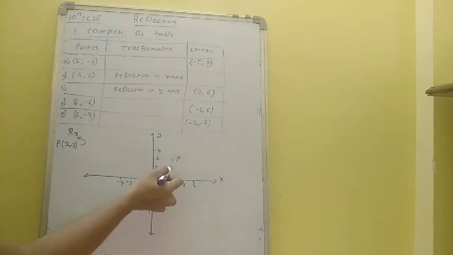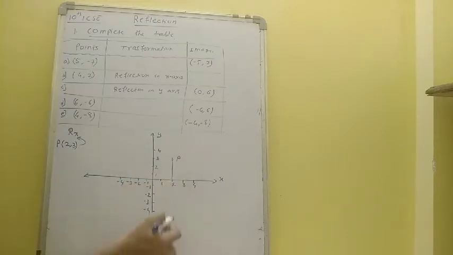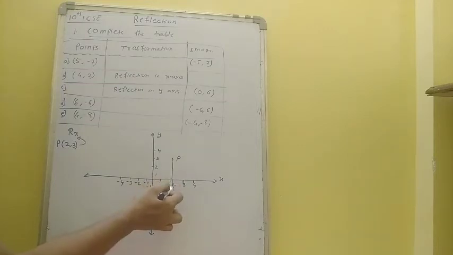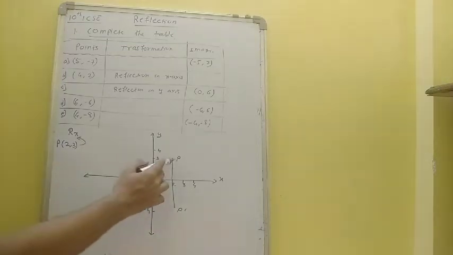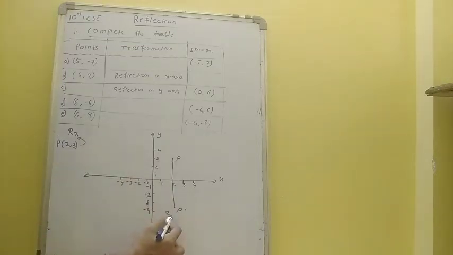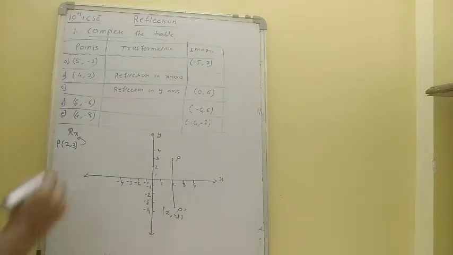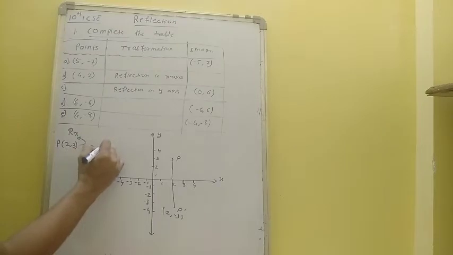So how many units is it away from x-axis? 1, 2 and 3. It is 3 units away. Therefore its image will also be 3 units away. That is 1, 2 and 3. So these are the coordinates of the reflection of P. What are its coordinates? 2, minus 3.